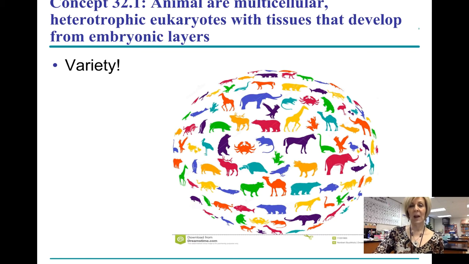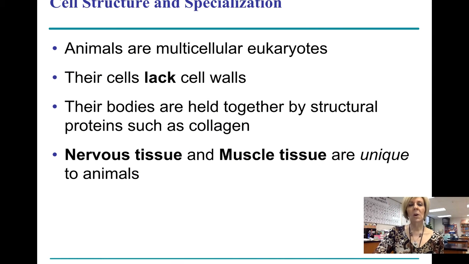And we have a wide variety of animals when we think about them all over the world. But I want to take a little step back and talk about what these embryonic layers mean and where tissues come from. So remember that almost all animals are multicellular. They are eukaryotic organisms, and they don't make their own food. They have a nucleus. They lack cell walls. And because they are multicellular, their cells have to be held together, and there are some structural proteins, such as collagen, that do that.